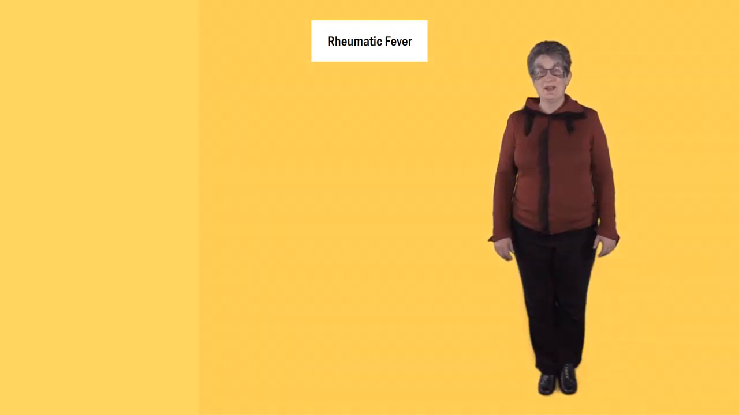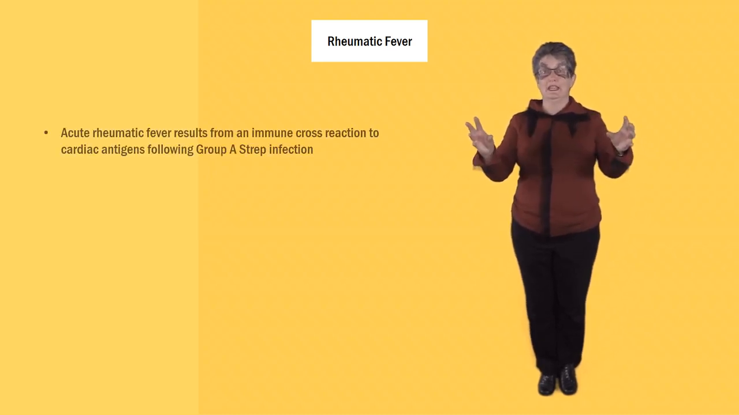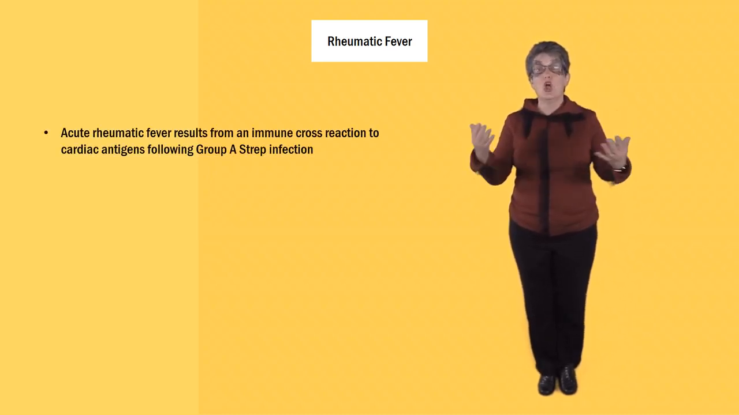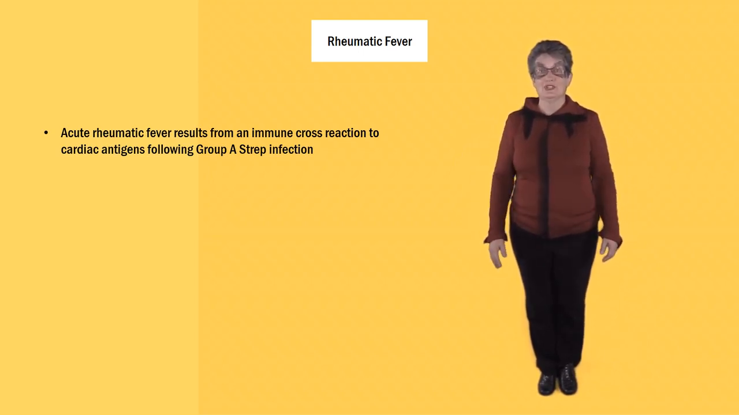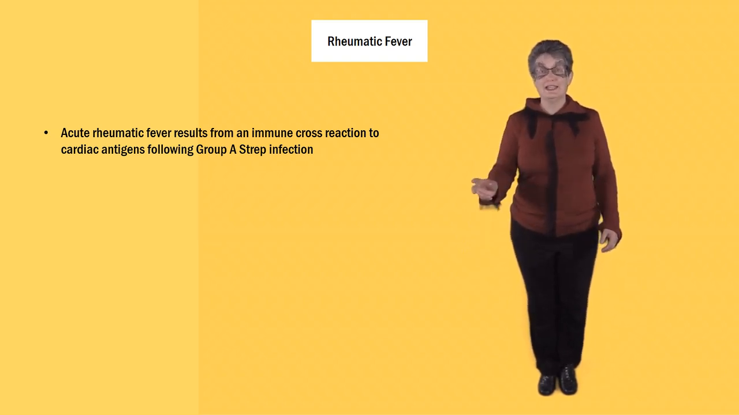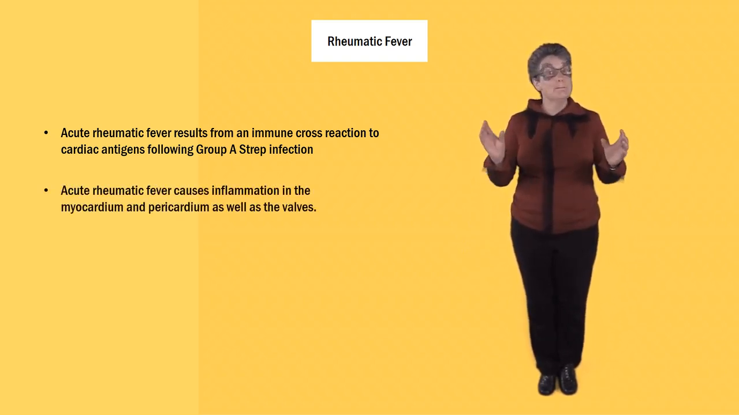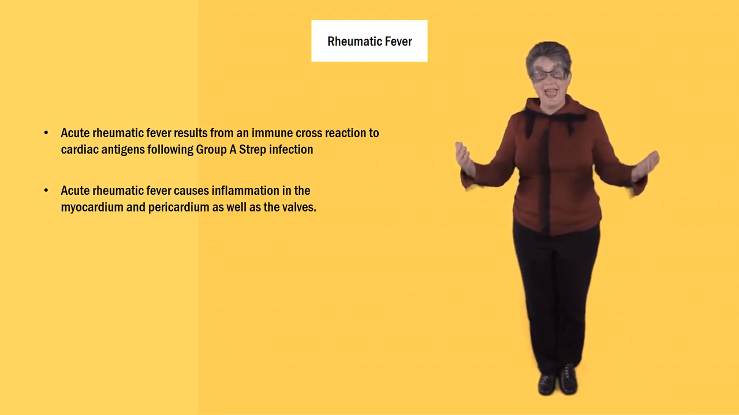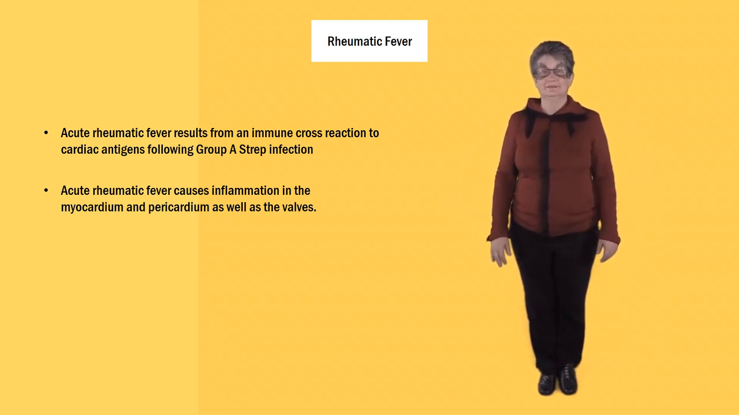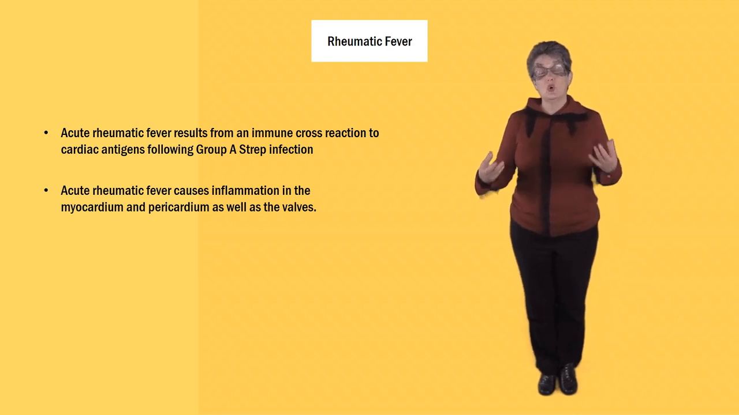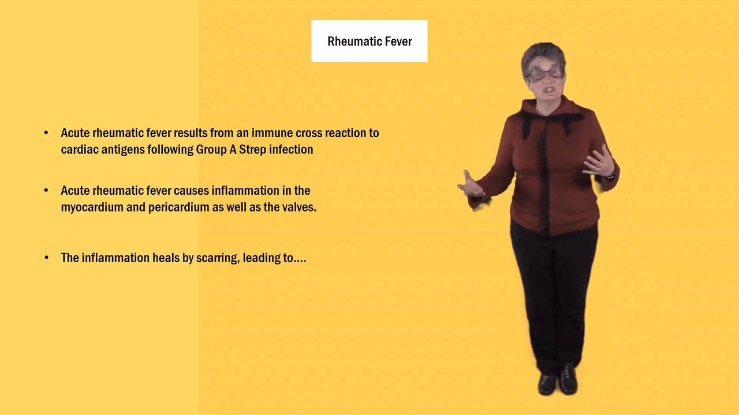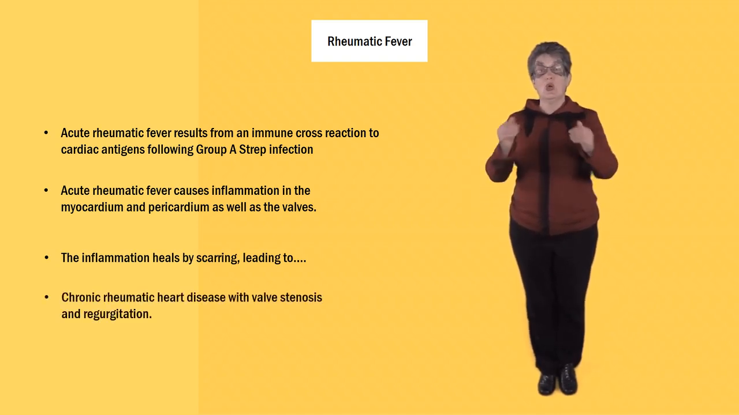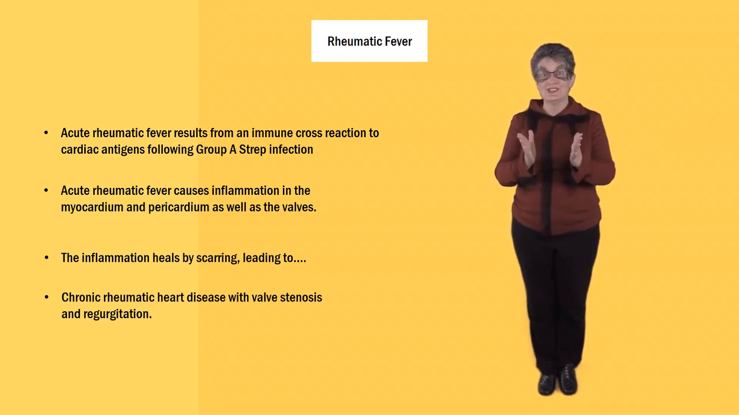These are the key concepts about rheumatic fever. Acute rheumatic fever results from an immune cross-reaction to cardiac antigens following a group A strep infection. Acute rheumatic fever causes inflammation in the myocardium and pericardium as well as the valves. It's a pancarditis. The inflammation caused by acute rheumatic fever heals by scarring, and this leads to chronic rheumatic heart disease with valve stenosis and regurgitation.